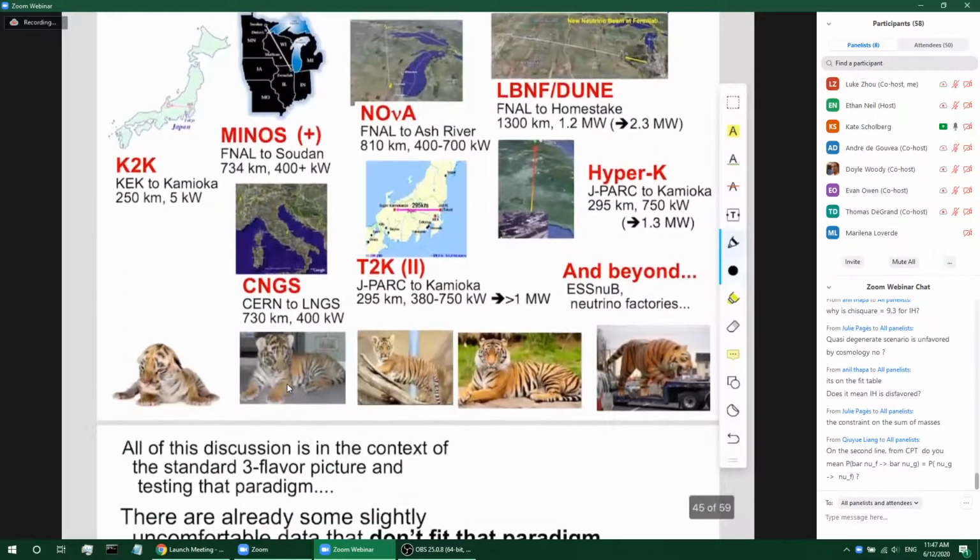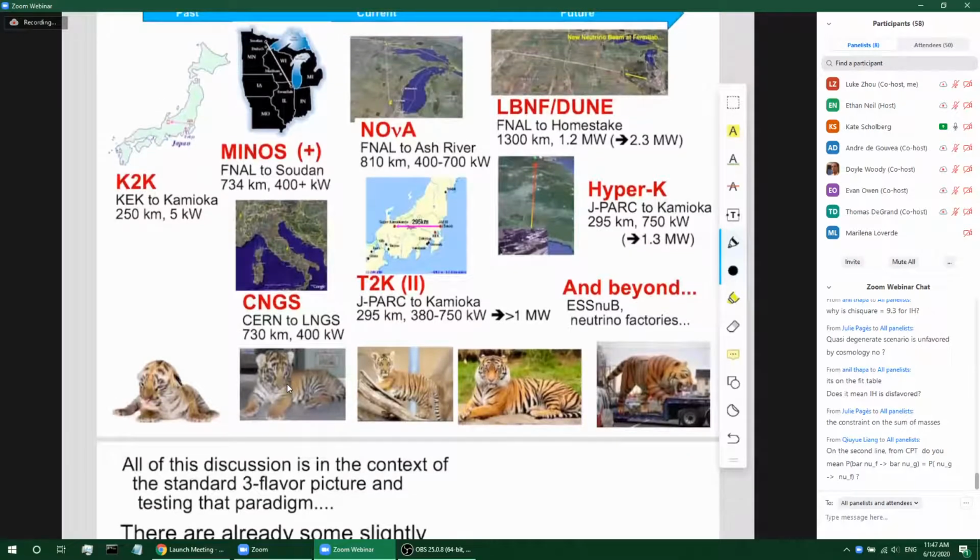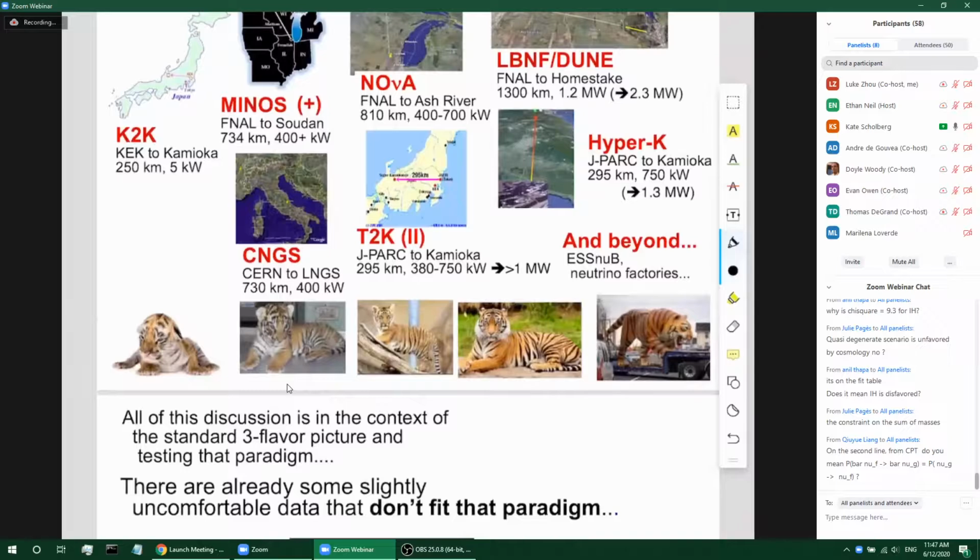Okay, and then beyond, I guess I probably don't have too much time to say anything about that, but there are also ideas for other possible facilities in the farther future, neutrino factories and so on.